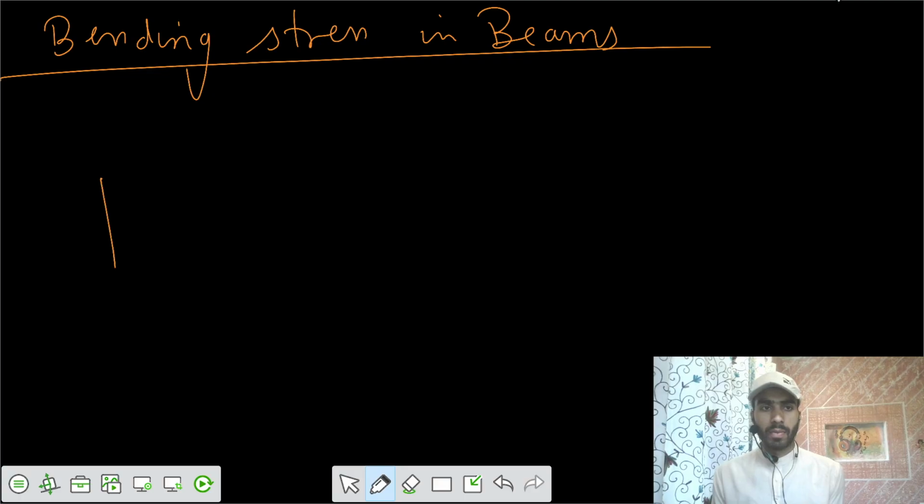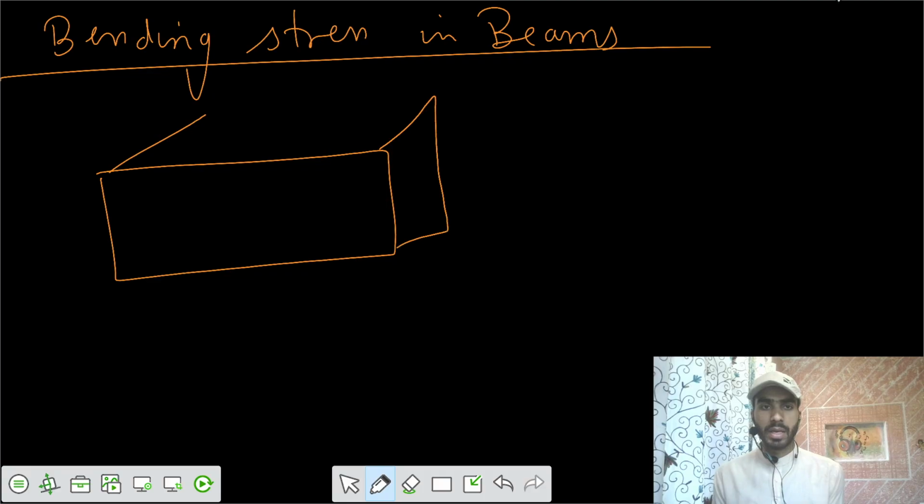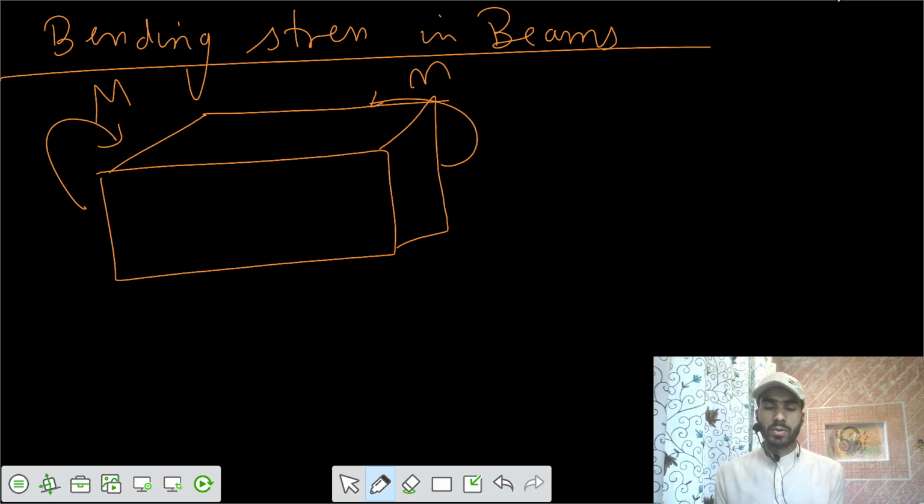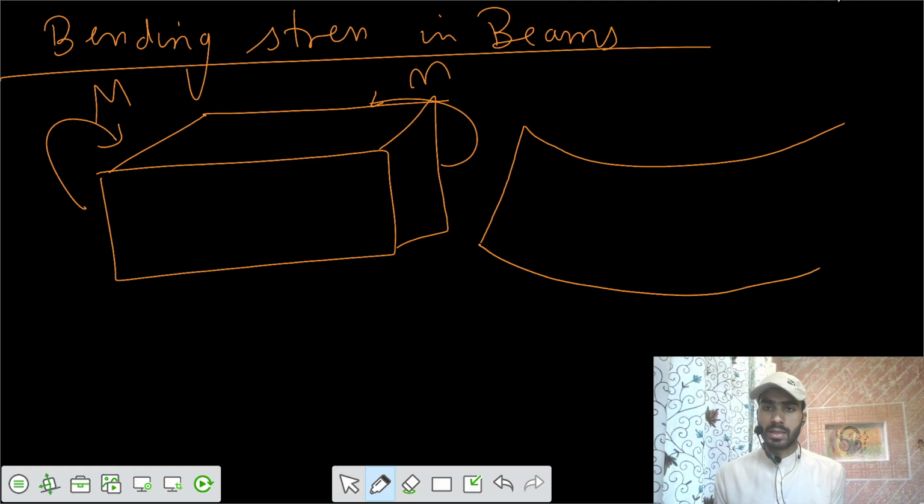So let's say this is your beam. Now you applied a bending moment. Let's say this is your bending moment. So because of that, what will happen? Your fibers of the beam would bend like this. So because of bending moment, the fibers bend, let's say in this fashion.